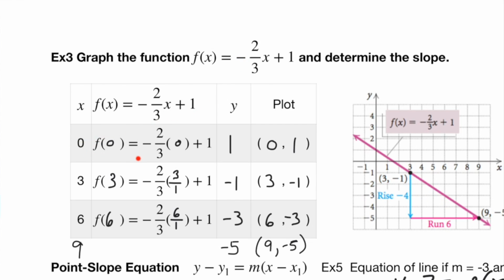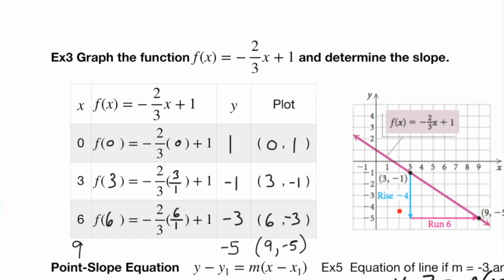If you need a table of values, you could also plug in 0 because we know that 0 will cancel out. You get 0, 1, and you plot the point here. Plug in 3. These would cancel, and you'd get negative 2 over 1 plus 1, which is negative 1, and plot that right here.